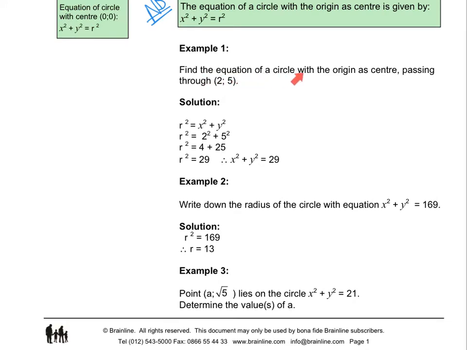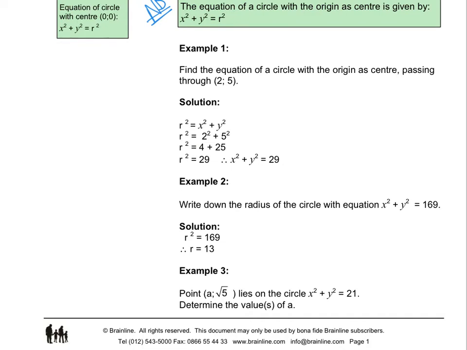Find the equation of a circle with the origin as center passing through 2 and 5. So we know that the standard form of a circle with the origin as center can be written as r squared equal to x squared plus y squared. Since we are given a coordinate where x is 2 and y is 5, I can now substitute the x value of 2 as well as the y value of 5 into my equation.